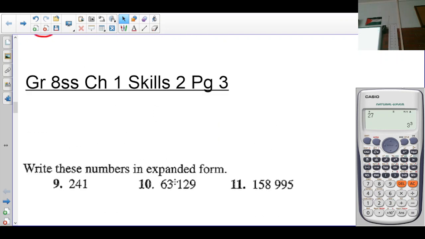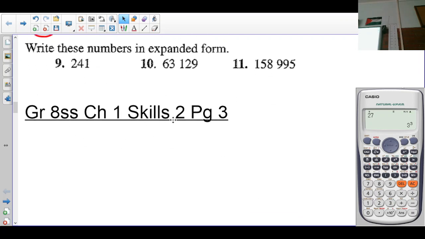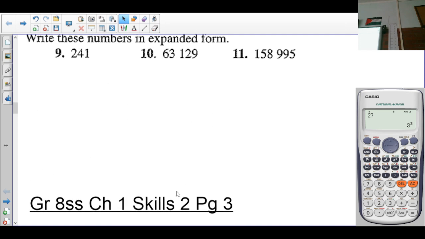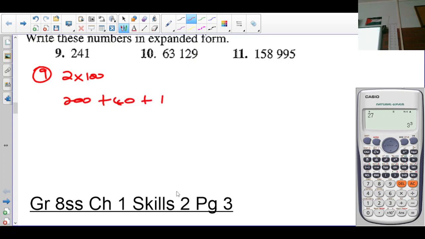Then they ask you to write this in expanded form. Right, so number 9 in expanded form would simply be 2 times 100. That was expanded form. Okay, if you're going to say it's 200 plus 40 plus 1. So that is 1 times 1. That is 4 times 10. And that is 2 times 100. That is the expanded form. Later on we're going to use that in our algebra as well. Okay?